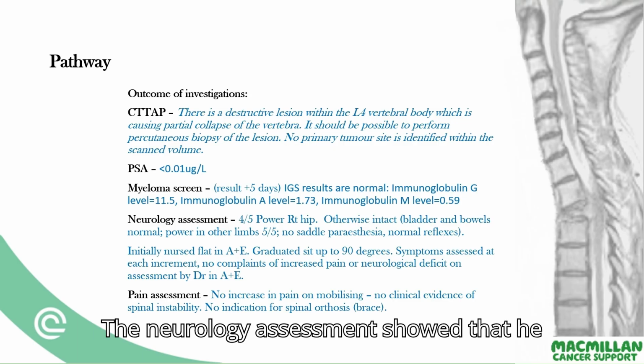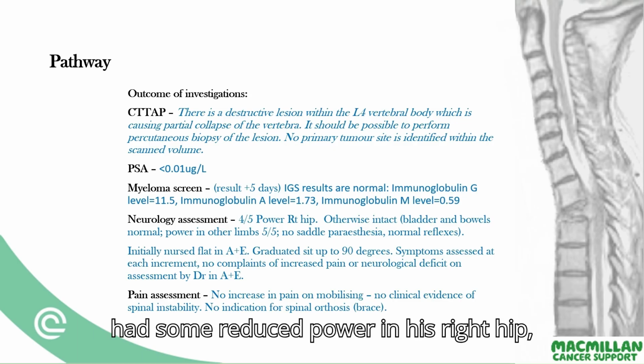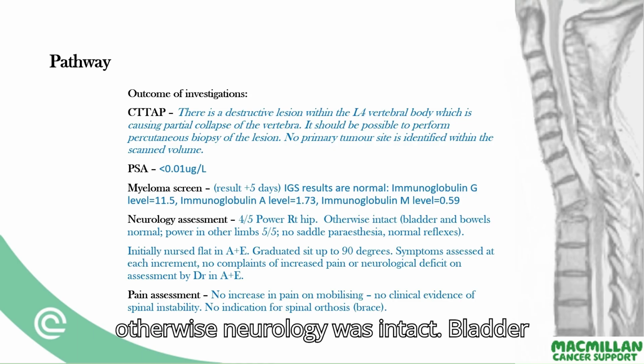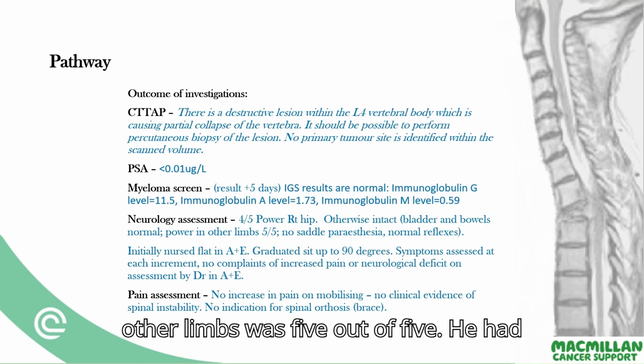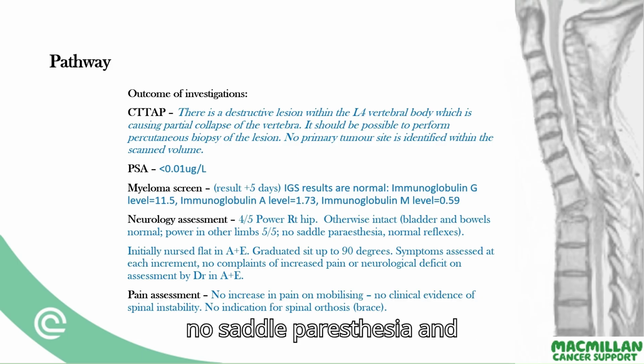The neurology assessment showed that he had some reduced power in his right hip, otherwise neurology was intact. Bladder and bowel function was normal. Power in other limbs was 5 out of 5. He had no saddle paraesthesia and reflexes were present.